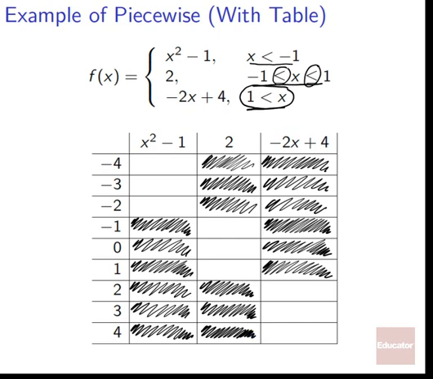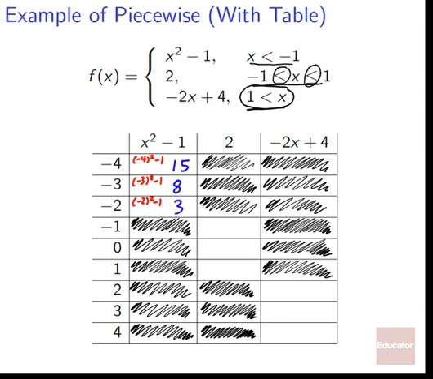So now let's actually start plugging in numbers. So negative 4 goes into x squared minus 1. Well, negative 4 squared minus 1 gets us positive 16 minus 1, so we get 15. What about negative 3? We plug in negative 3 squared minus 1, that gets 9 minus 1, so we get 8. What about negative 2? We plug in negative 2 squared minus 1, so 4 minus 1 gets us 3. All right, now we switch rules.